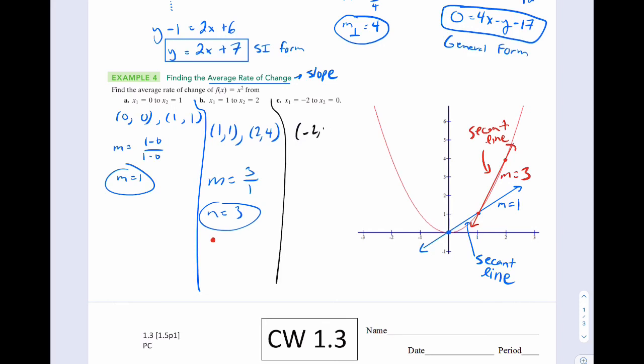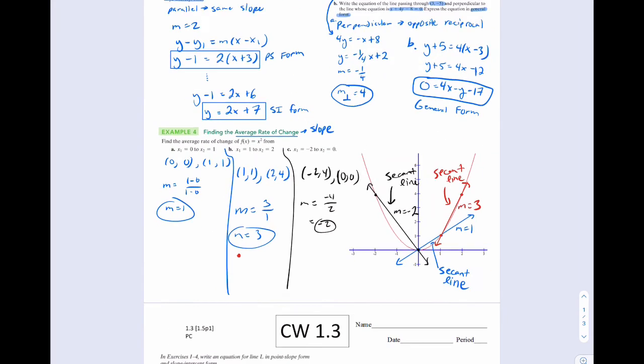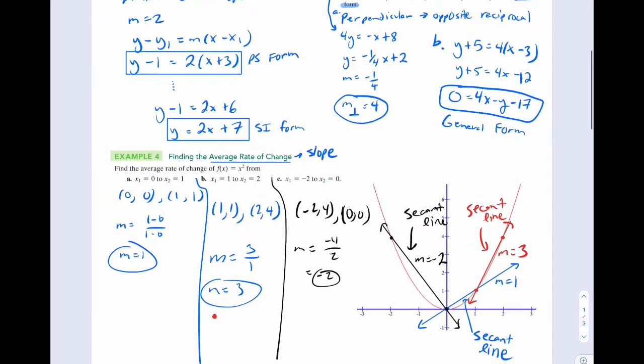I'll do the last one in black. So we have our points negative 2, 4, and 0, 0. Let's calculate the slope there. So that would be negative 4 over 2, which is negative 2. Let's plot it. Negative 2, 4 is right here. 0, 0 is right there. We draw our line. And again, I really want to hammer that into your head. That's called the secant line. And we just found the slope of that line is negative 2. Okay, that's it. And we're going to work on some practice problems.